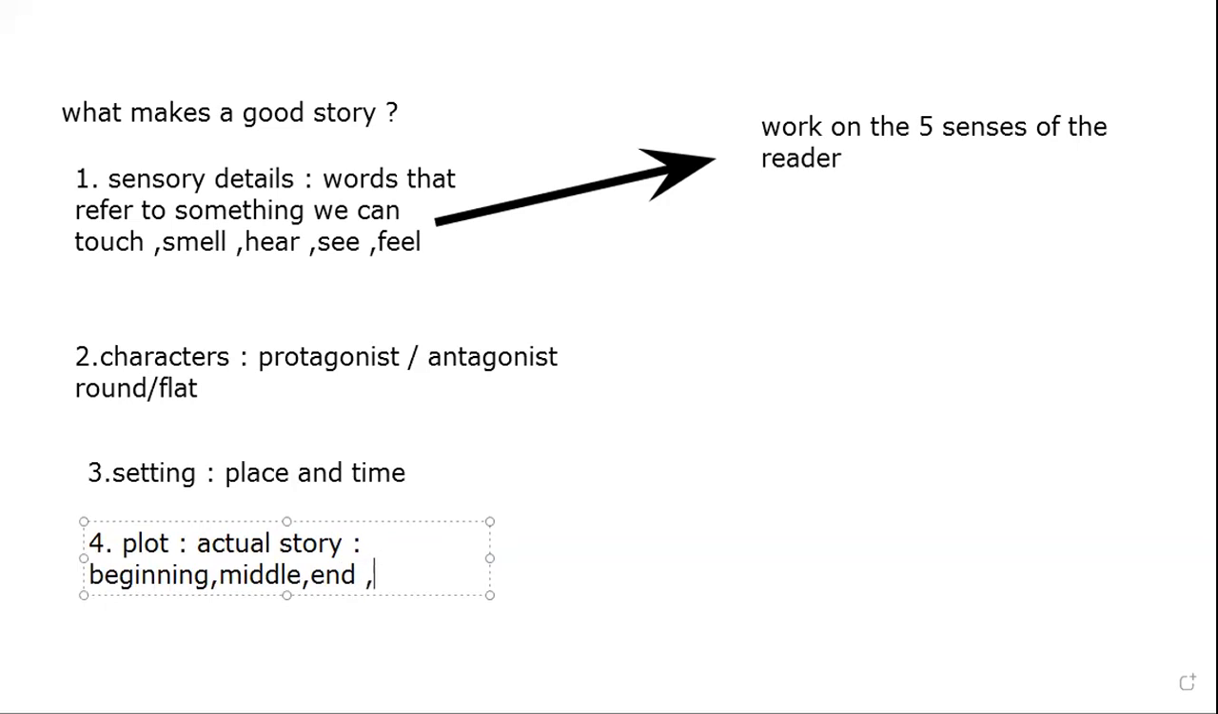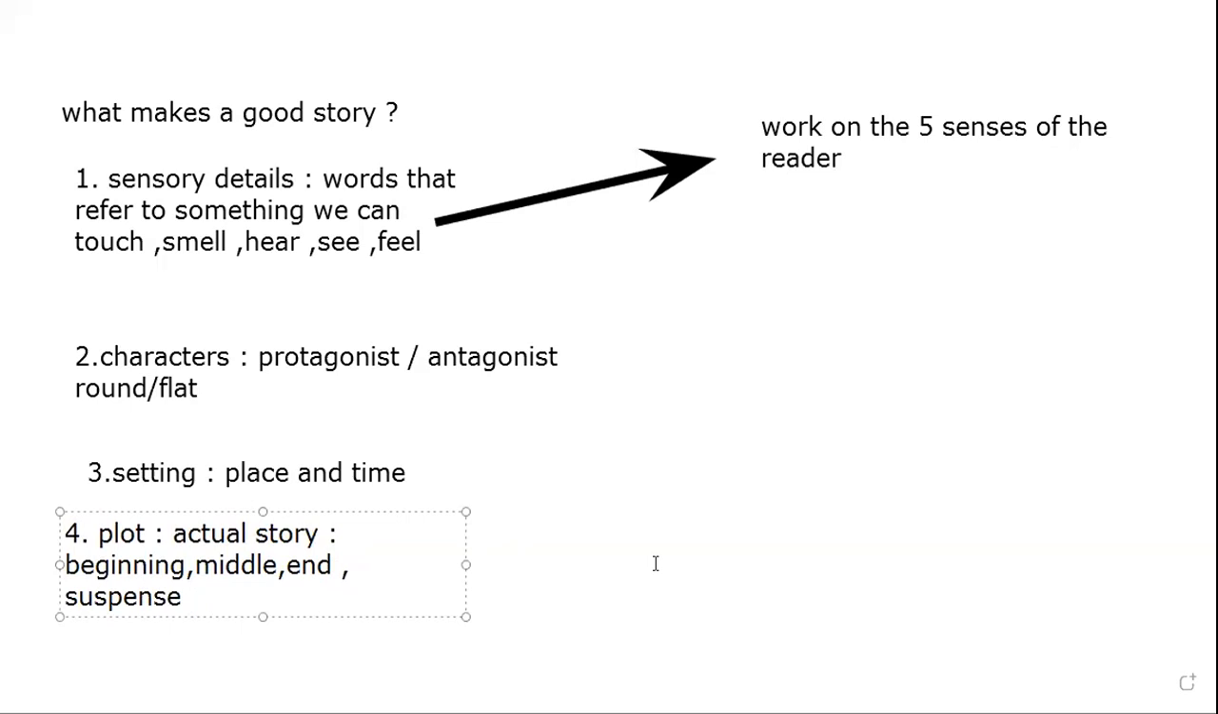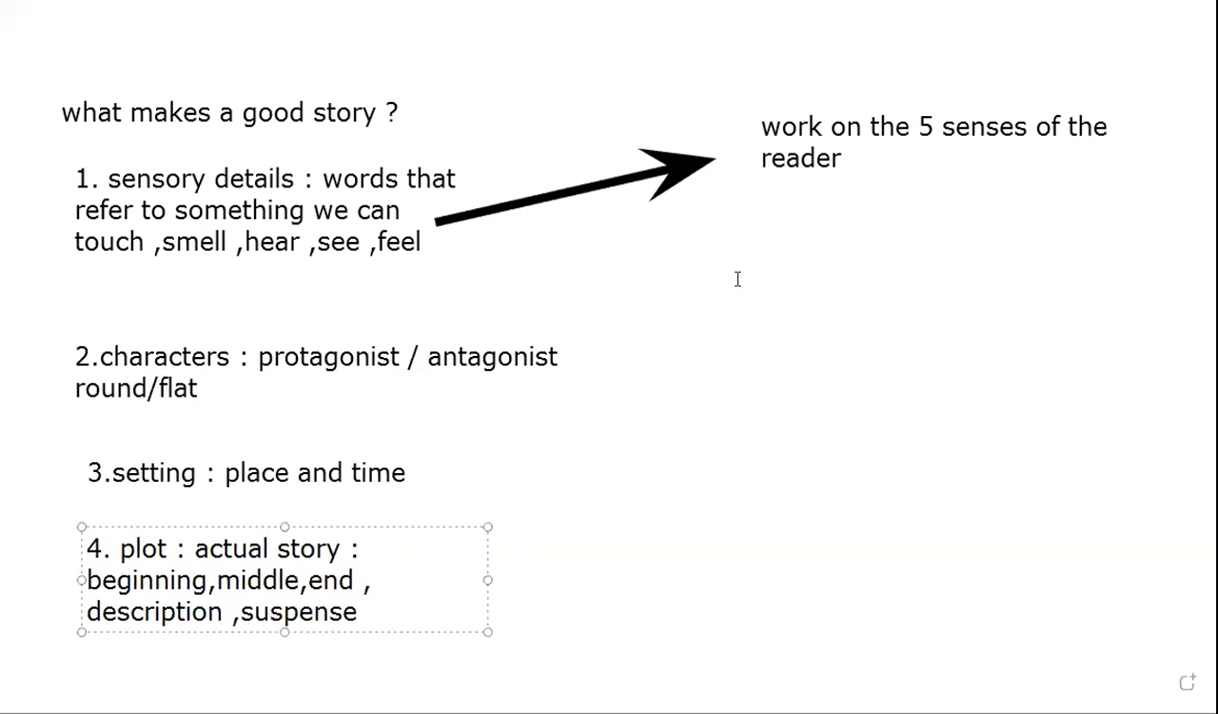And any story should have suspense. Any story should have a little bit of suspense. Good. What else? Descriptions. Any story should have some descriptions. So that was the fourth element of the story.